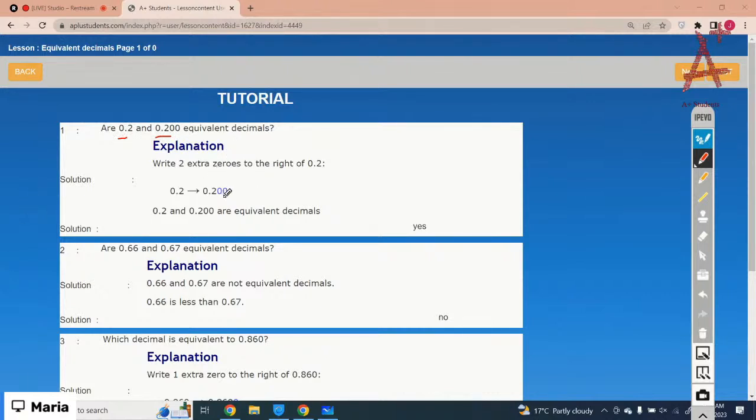Got it? The zeros at the right hand side are just extra zeros. So they both are exactly equal. 0.2 and 0.2, they both are exactly equal. If you have zeros at the right hand side of the number, they have no value. They don't have any value. If they are right before, like 0.2 and 0.02, then they are not the same. Got it? Okay, for this one, are 0.66 and 0.67 equivalent decimals? Are they equivalent?